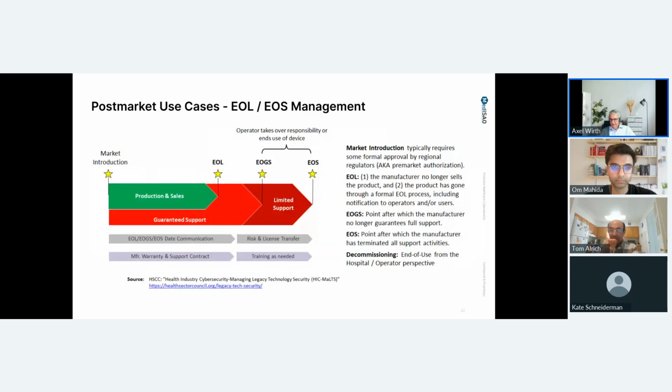One of the other purposes of SBOM, other than vulnerability management, is also end of life and end of support management. This particular graph is from an HSCC white paper going by the lovely name of HICMALS, which is the Health Industry Cybersecurity Managing Legacy Technology Security white paper, which discusses legacy devices both from the manufacturer as well as from the operator, meaning the hospital perspective.